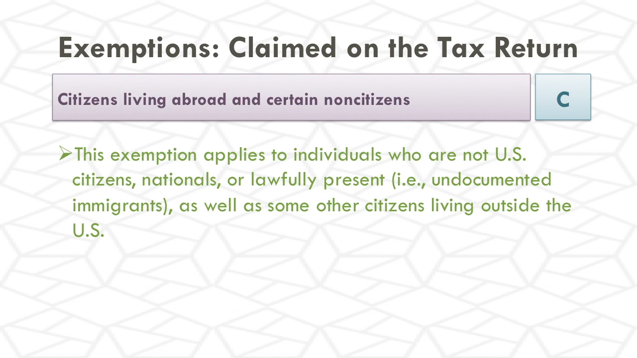This is citizens living abroad and certain non-citizens. This is going to apply to individuals who are not U.S. citizens, nationals, or lawfully present, i.e. undocumented immigrants, as well as some other citizens living outside of the United States. In that case, the taxpayer would not have been eligible for purchase of insurance through healthcare.gov and thus would not have been eligible for premium tax credits. So they are exempt from this requirement and can use code C on the return.